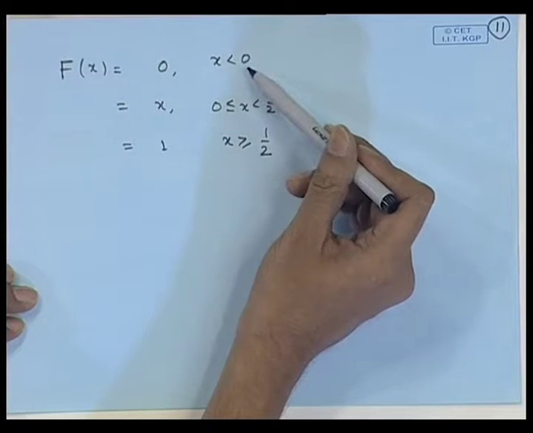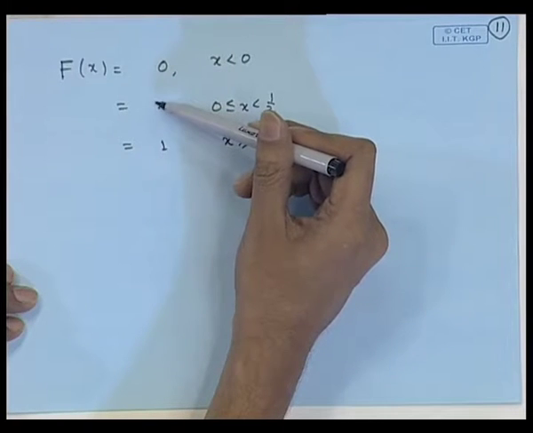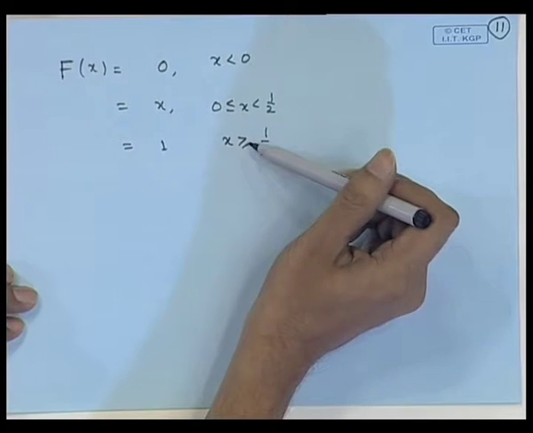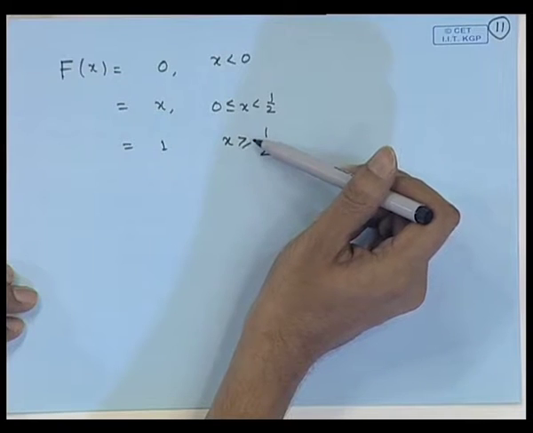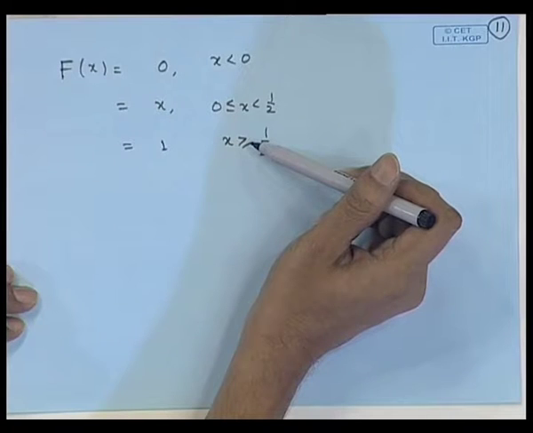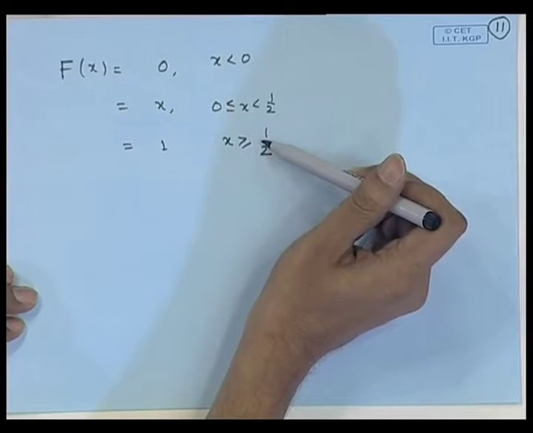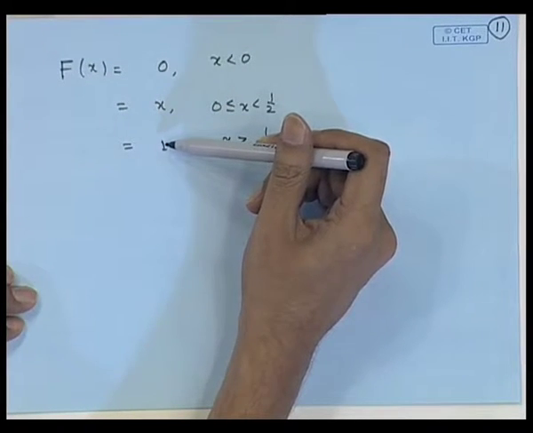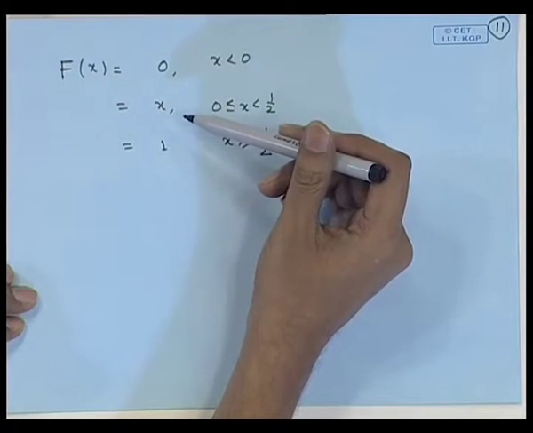If I check at x equal to 0, the right hand limit at x equal to 0 is 0, the value at x equal to 0 is 0. So, it is continuous from right at 0. Let us take the value x equal to half. The value at x equal to half is 1 and the right hand limit at x equal to half is also 1. Therefore, the function is continuous from right. So, it is defining the CDF of a random variable.